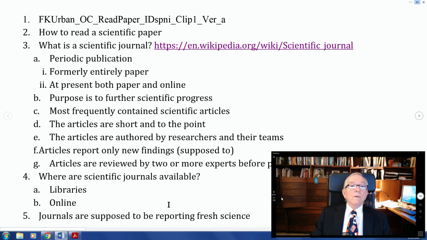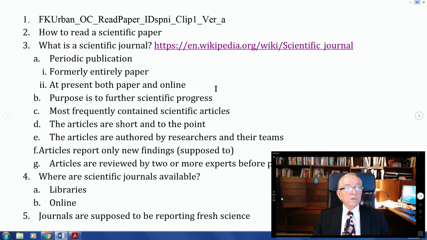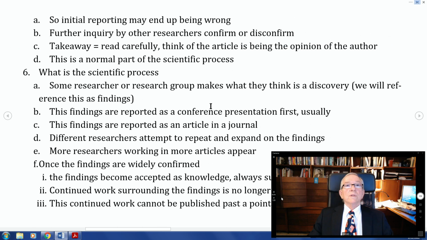So, where do we find these articles? Oh, I skipped ahead. They're reviewed by two or more experts before they appear in the publication. So there's been a little bit of looking over these articles before they end up there. You can find them in libraries, you can find them online. And the journals are supposed to be reporting things that are new. Let's go to the next page. And it's so new that sometimes the initial stuff turns out to be wrong over time, and further inquiry is required by other researchers to duplicate and confirm the results.